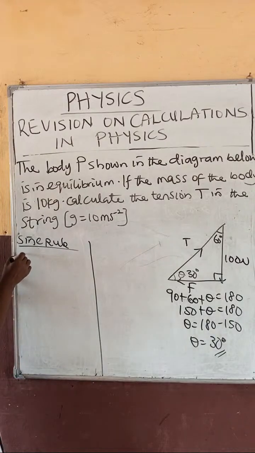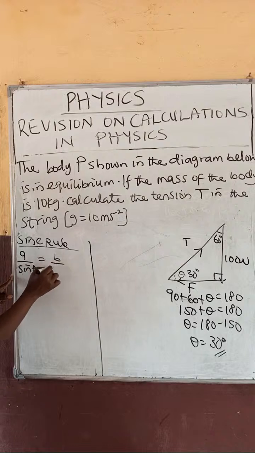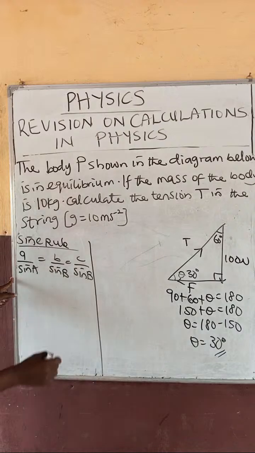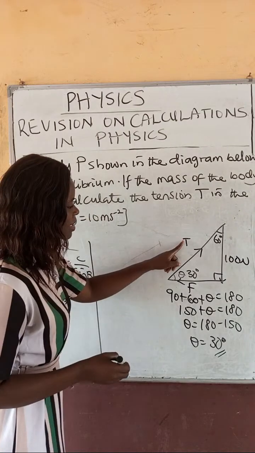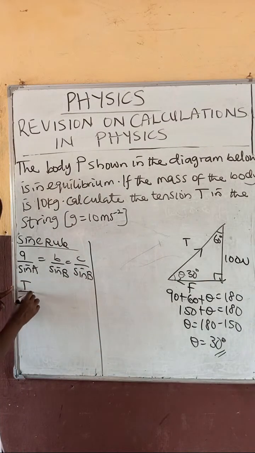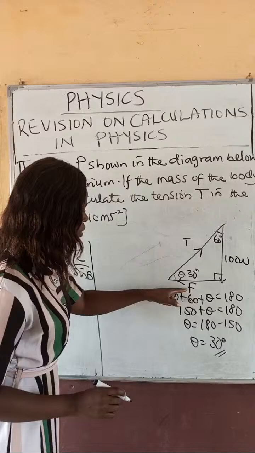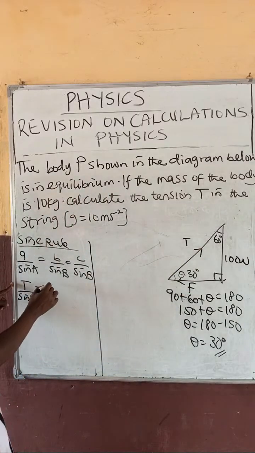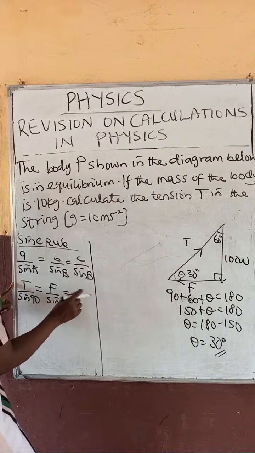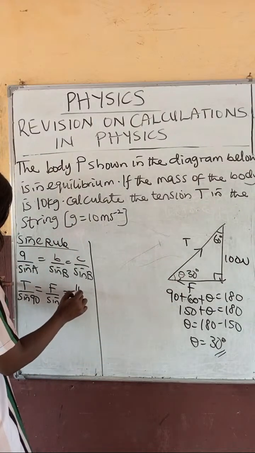Okay, using sine rule, it says that what? A over sine angle A is equal to B over sine angle B is equal to what? C over sine angle C. Right? Now let's go. This is my T over sine what? 90, because 90 is facing it. So I have T over sine 90 is equal to F over sine angle what? 60. F over sine 60 is equal to 100 over sine what? 30.